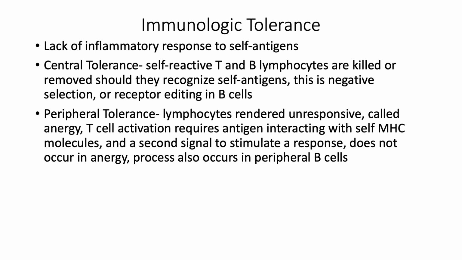Immunologic tolerance. There's a lack of inflammatory response to self-antigens. Central tolerance has self-reactive T and B lymphocytes. These are killed or removed should they recognize self-antigens. This is negative selection, or it's an example of receptor editing in B cells. Peripheral tolerance is where lymphocytes are rendered unresponsive. This is called anergy. T-cell activation requires antigen interacting with self-major histocompatibility molecules and a second signal to stimulate a response. This does not occur in anergy. The process also occurs in peripheral B cells.